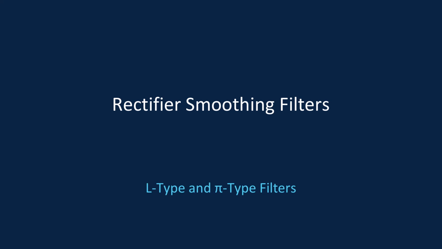Welcome to this lesson on L-type and P-type smoothing filters used after rectifiers. We will begin with the meaning of ripple, examine why inductors and capacitors behave differently at DC and at ripple frequency, and then develop the L-type and P-type filters. Each derivation will state its assumptions before using the result. We will finish with worked examples, design checks, and a comparison of the two circuits.